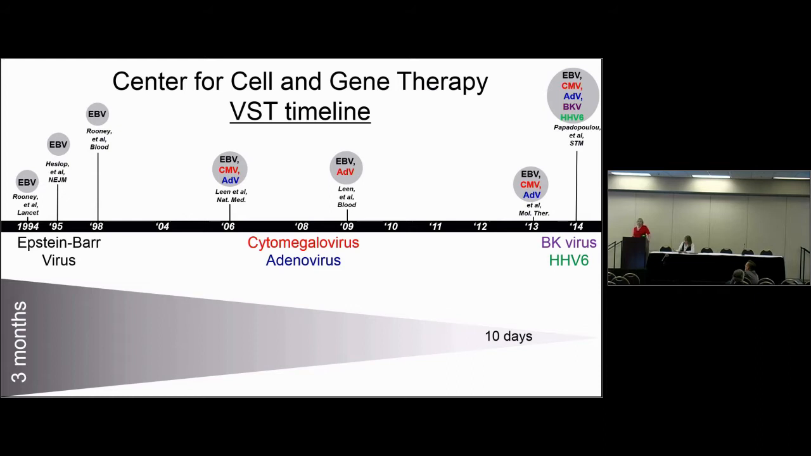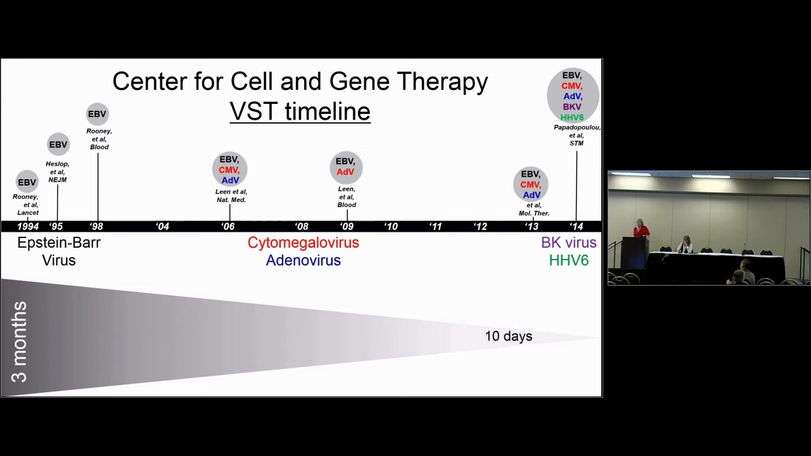We have a lot of experience in this patient population and using this particular type of therapy. So the first studies in our group were done in the mid-90s, actually, done in the pre-rituximab era, where cells were generated that targeted Epstein-Barr virus. And since then, we've progressively increased the number of viruses that we have targeted using adoptively transferred T cells. Initially, CMV and adenovirus were added to our repertoire. And most recently, we've been targeting additionally BK virus and HHV6.